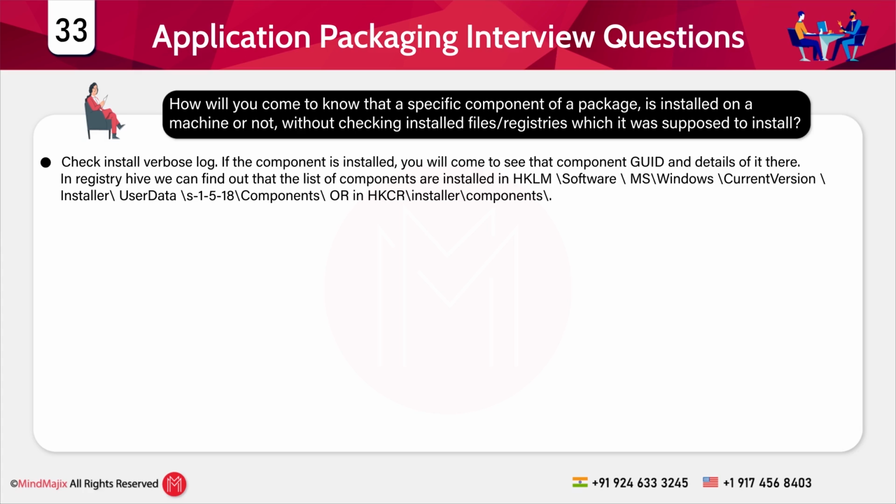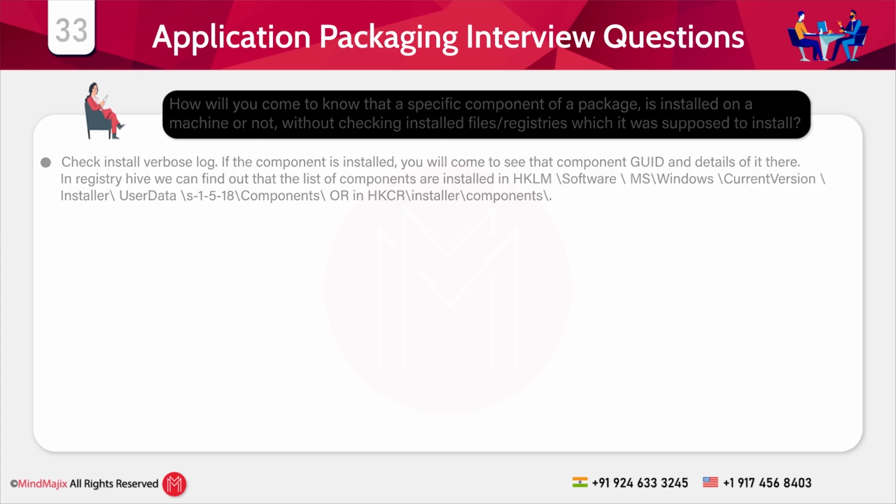So if it is a machine-level one, we have to go to HKLM, Software, Microsoft, Windows, CurrentVersion, Installer, UserData, and this S-1-5-18, there will be many SIDs. With this one we have to go to Components, and therein we can see the components installed for that particular application. Or we can also check in HKCR Installer Components.